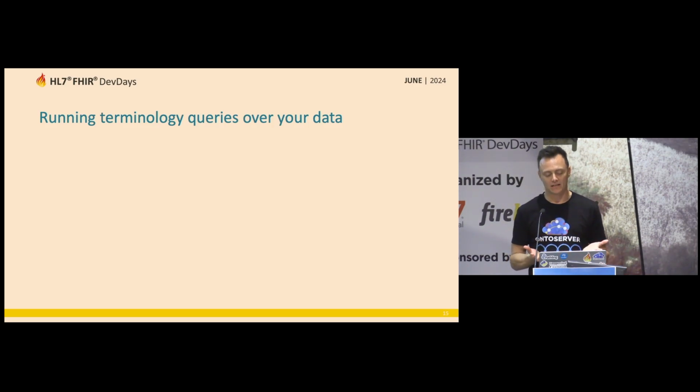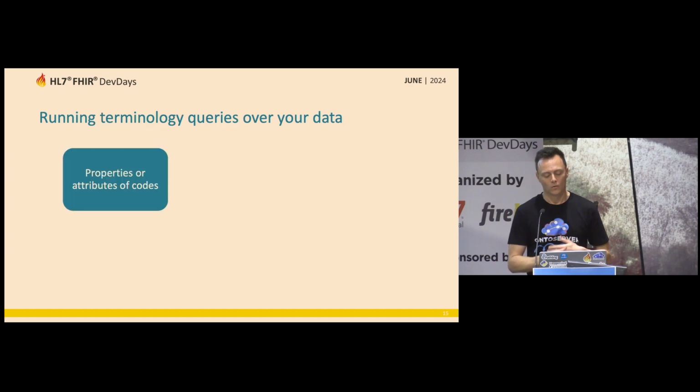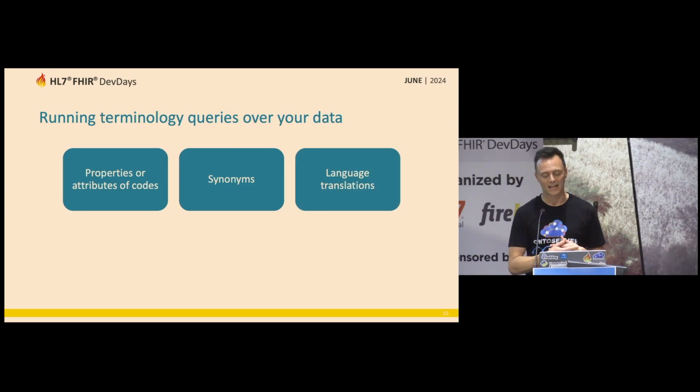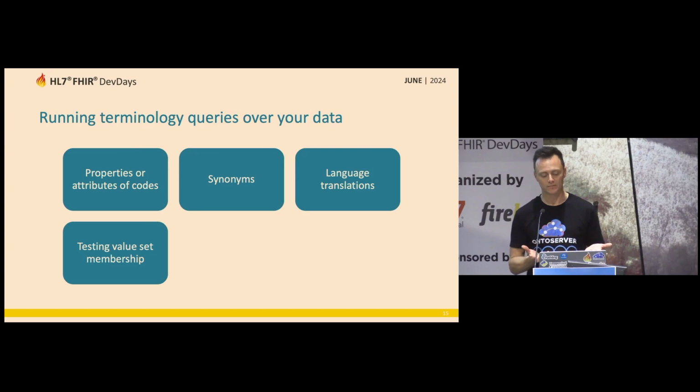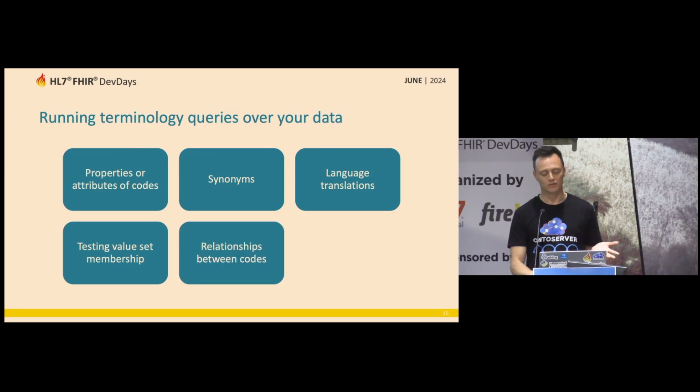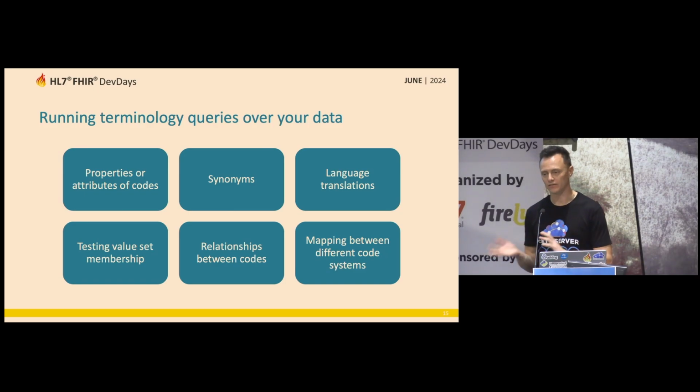Now that we understand the type of information available through FHIR terminology, let's get into how to leverage this across our data sets for analytics and data science. These are some of the things we might be interested in accessing. We're going to cover properties or attributes of codes, synonyms, language translations, how to test value set membership, relationships between codes, and how to map between codes in different code systems.